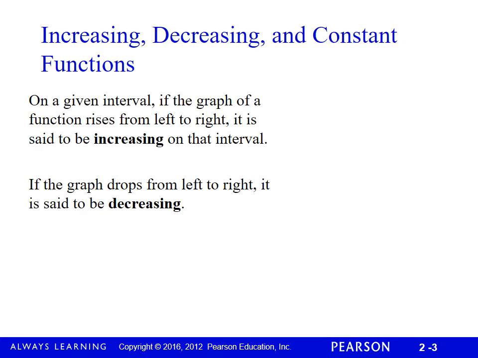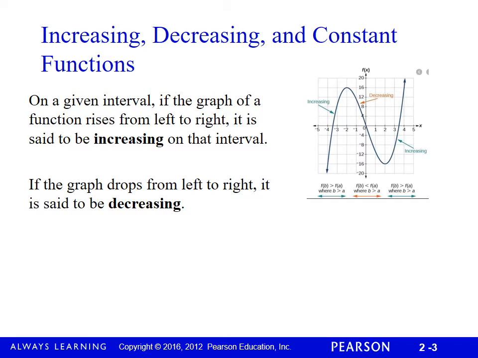So this is pretty straightforward. On a given interval, this just means from one value of x to another value of x. If the function rises from left to right, it is said to be increasing on that interval. So it's kind of like you're going uphill. If the graph drops from left to right, it is said to be decreasing.